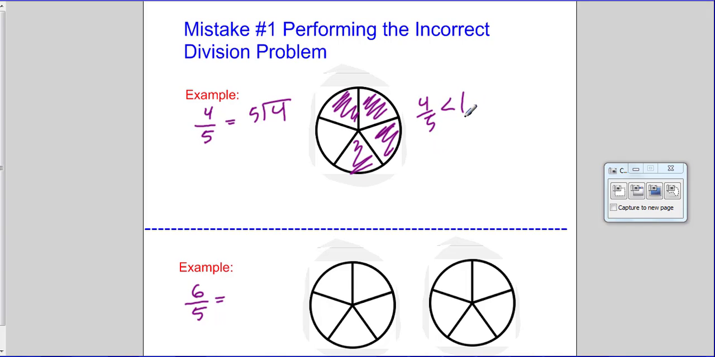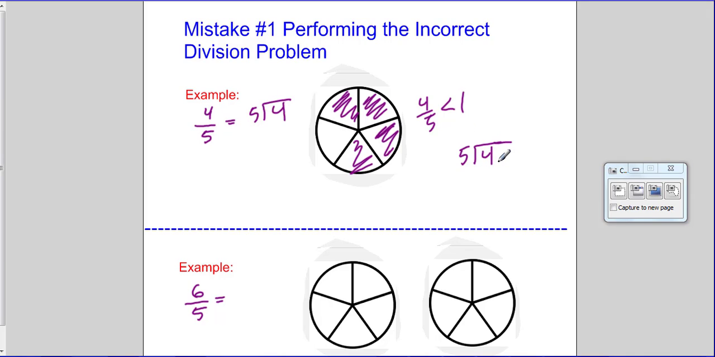So my result has to be less than 1 here. 4/5, if this pie was completely filled in, it would equal 1, but 4/5 is less than 1. So this is a way to check to see if you're doing it right. If my numerator is less than my denominator, my result has to be less than 1.